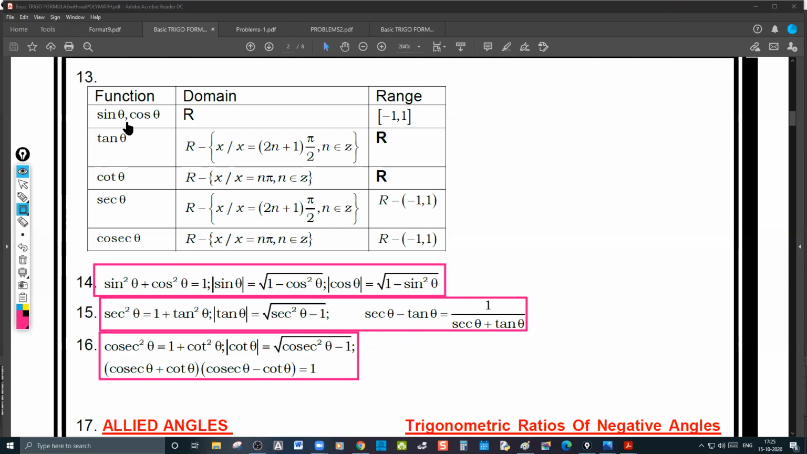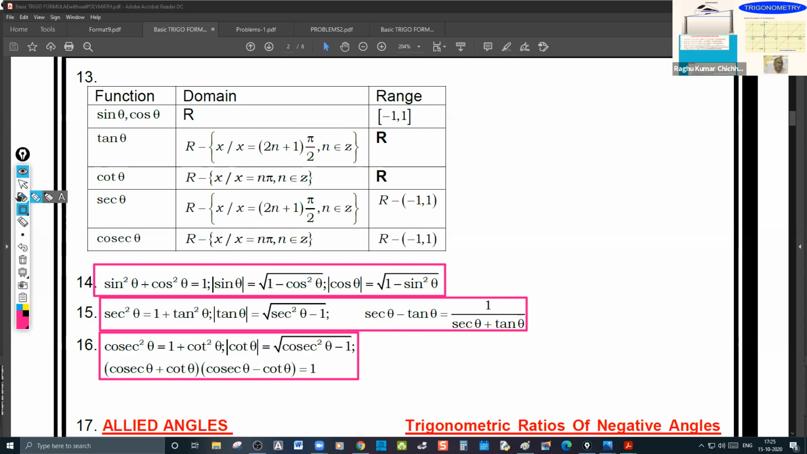Now, a very important thing is the domain and range of the trigonometric functions. First of all, what is the meaning of domain and what is the meaning of range? Domain is always the input and this is the output. Input means the value which you give to the function, and output is the value which you get from the function. In the input part, sine and cos accept every real number, and the range will be between -1 and +1.